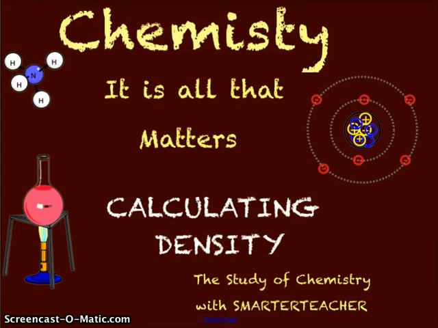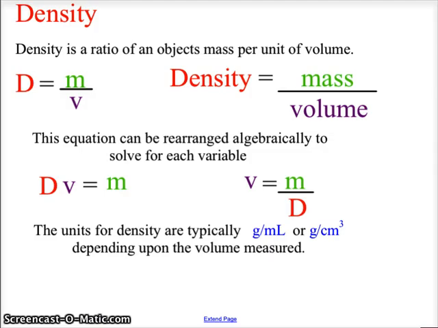It's time for some more chemistry because it is all that matters, and today we're going to be calculating density. So density is a ratio of the mass of the object to the unit of volume. If you had a very tiny volume with a large mass, that would be something that's really dense. And if you had a huge volume but very low mass, that would be a very low density. So it is a relationship between mass and volume.